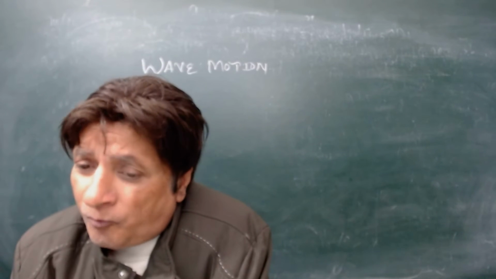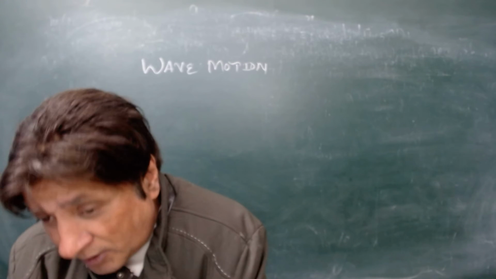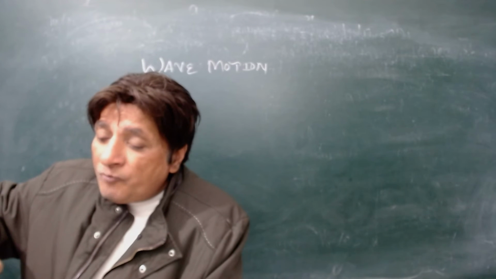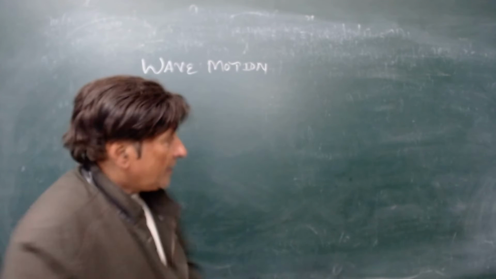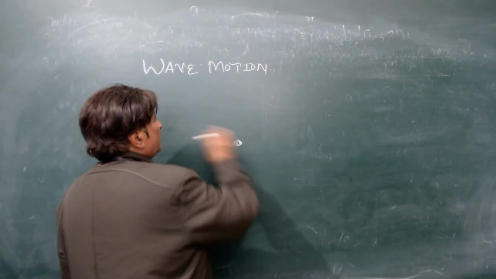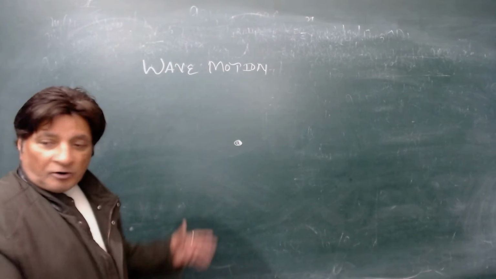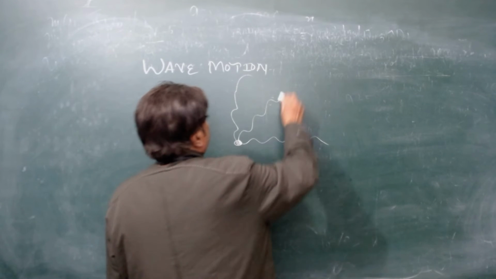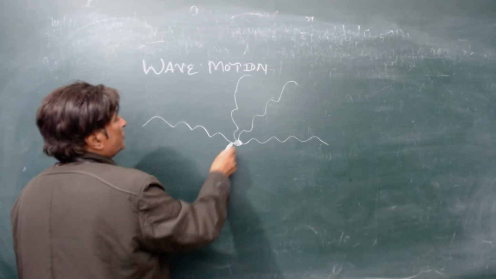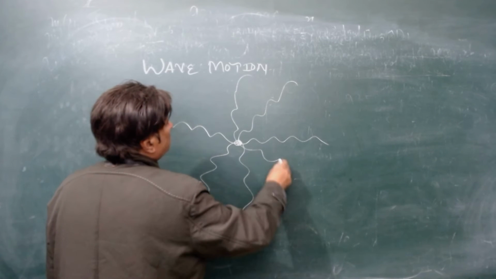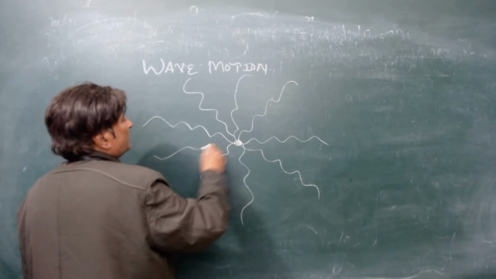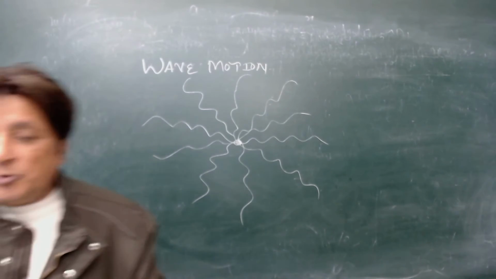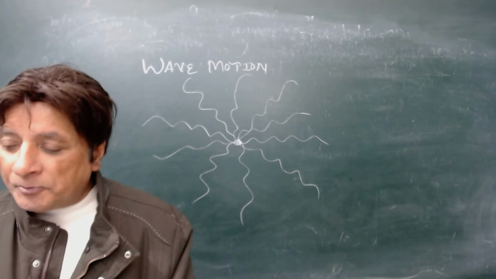From the point where the stone falls, the water ripples move away in the form of crest and trough. This is a board, which is calm water. When we throw a stone, the water ripples travel in all directions like this, in the form of crest and trough. A sine wave, y equal to r sine omega t, is created.